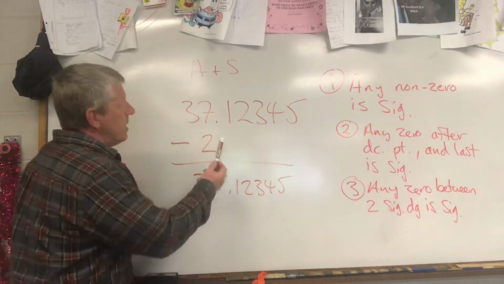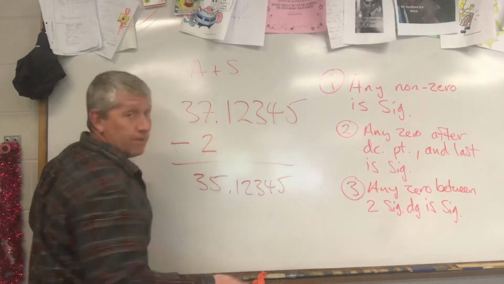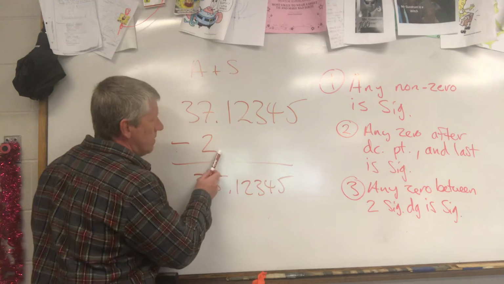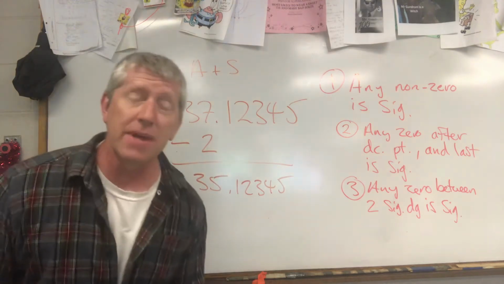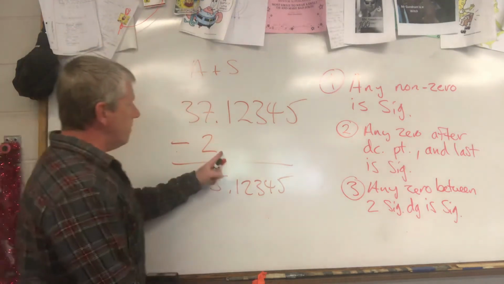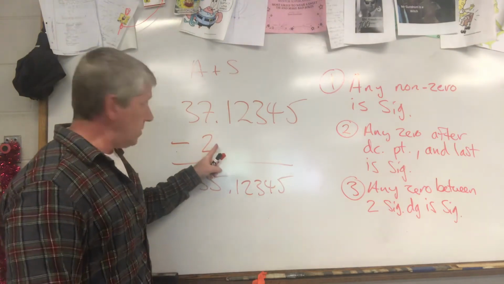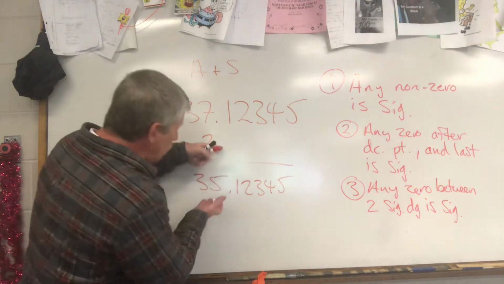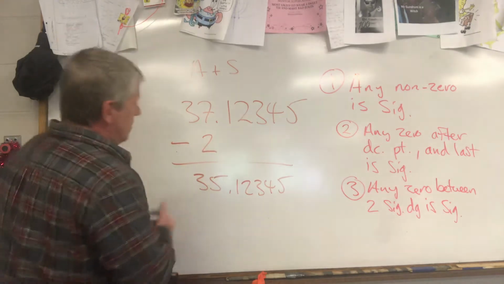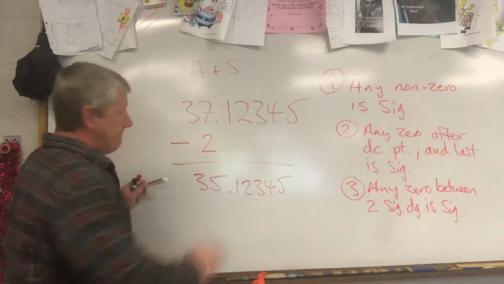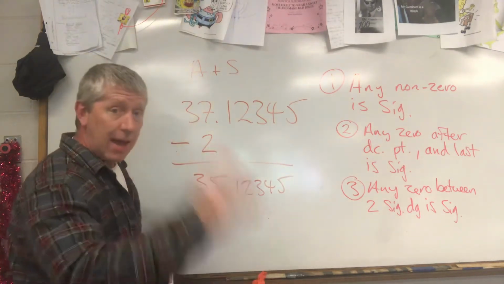Well, how many numbers after the decimal point does this one have? That's 5. How many numbers after the decimal point does this one have? None. No numbers after the decimal point. The decimal point is understood to be here. So how would I write this answer? If this one doesn't have any after the decimal point, my answer cannot have any after the decimal point.